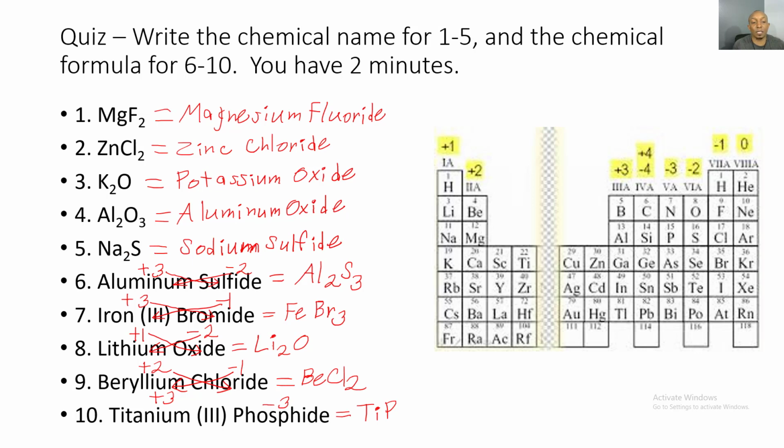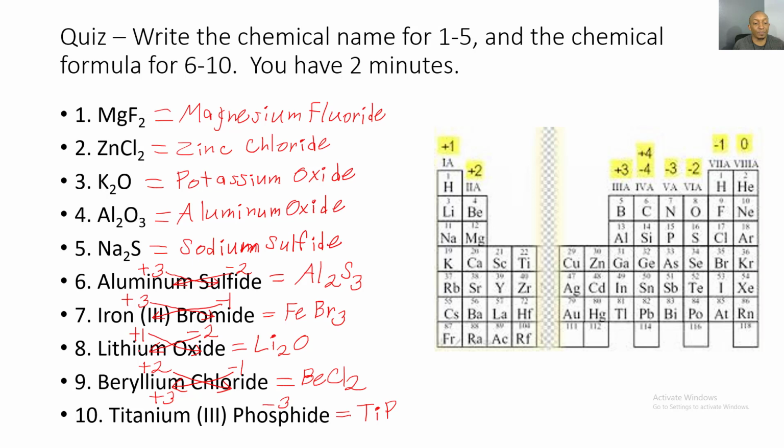So now let's look at the chemical formulas for these. So aluminum sulfide, aluminum has a plus 3 charge, sulfur has a negative 2 charge. When we cross our charges, we end up getting Al2S3. Iron has a plus 3 charge, bromine has a negative 1 charge, and so for number 7, we end up getting FeBr3 when we cross our charges.